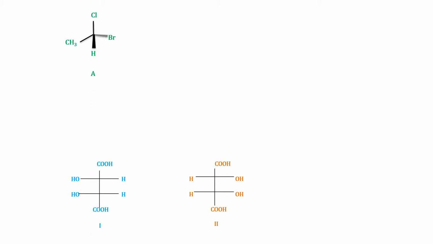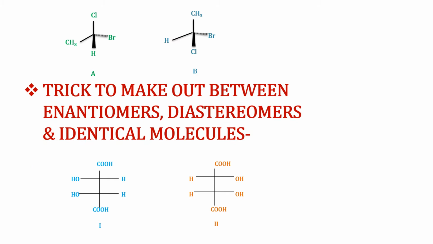Similarly, I have a compound A and a compound B, and what I want to find out is whether these two structures are enantiomers or identical molecules. There are going to be many such questions asked in your examination and you get puzzled about how to do that. So today we are going to give you a trick to distinguish between enantiomers, diastereomers and identical molecules.